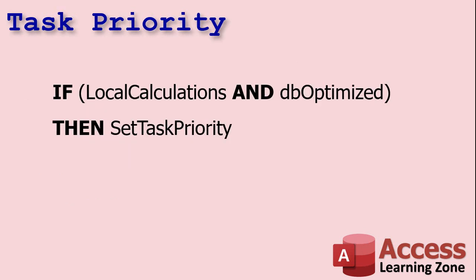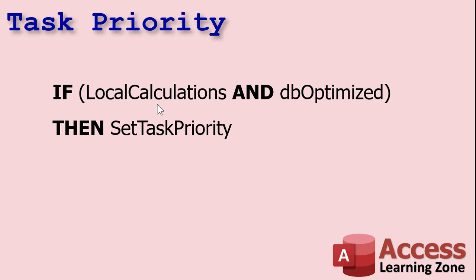All right, first let's talk about when you want to do this. Here's a little if-then statement. If your database is mostly local calculations, in other words, you're not pulling data off of a network, because if you're pulling data from a network server, that's always going to be the slowest bottleneck, right? That's where the slow performance comes from in most databases, by pulling information over a network, over the internet, whatever it is.